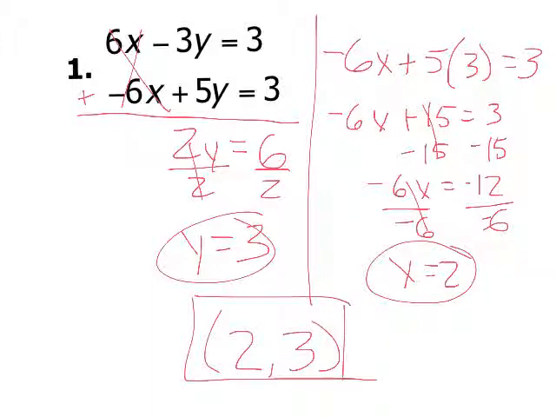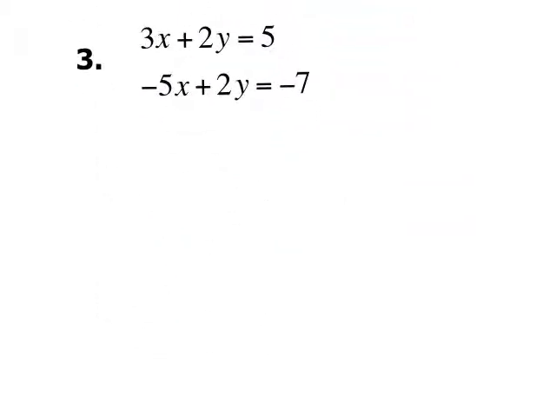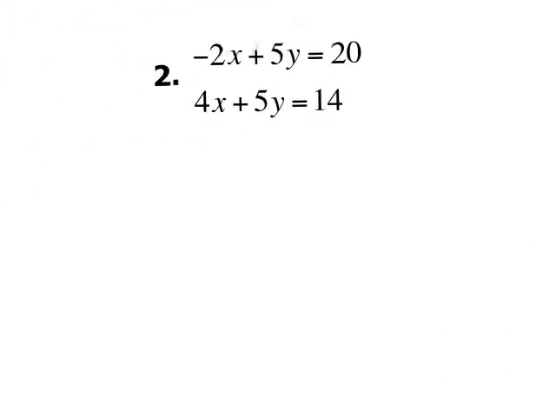Questions? All right, I'm skipping 2. I'm going to go to 3. What was the answer of 2? Negative 1, 3. Okay, that was 3.